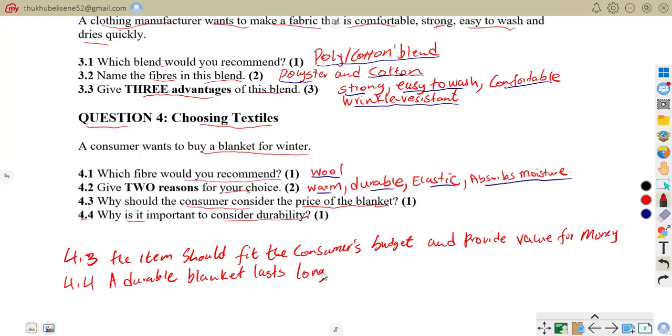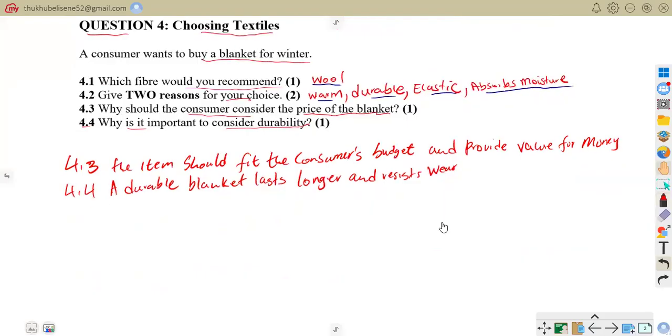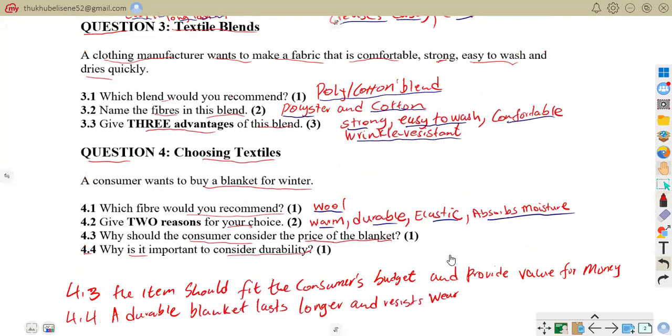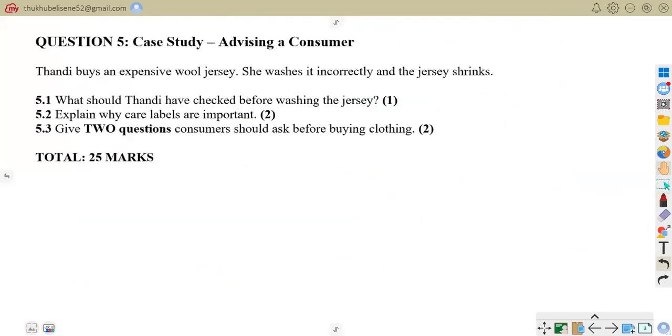Lasts longer and resists wear. That is that. So the consumer will not need to replace it frequently, saving money in the long term. So these are our answers. So we can now move on to question 5.